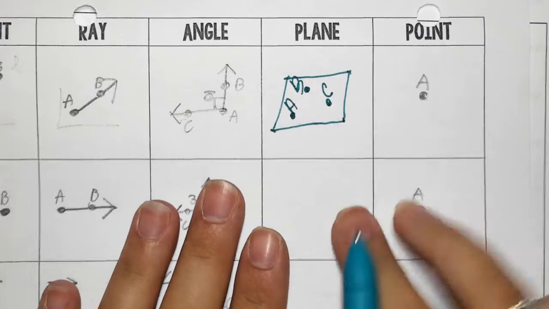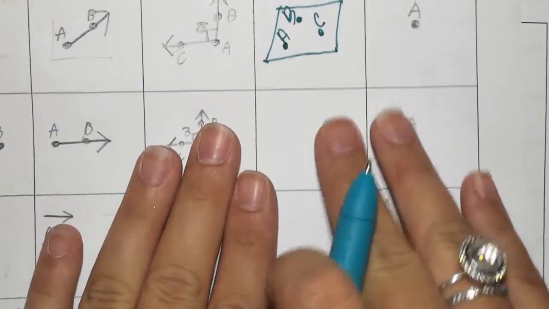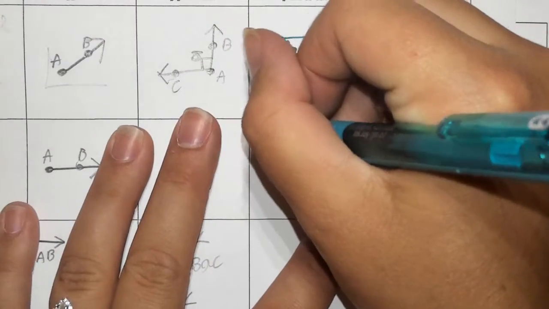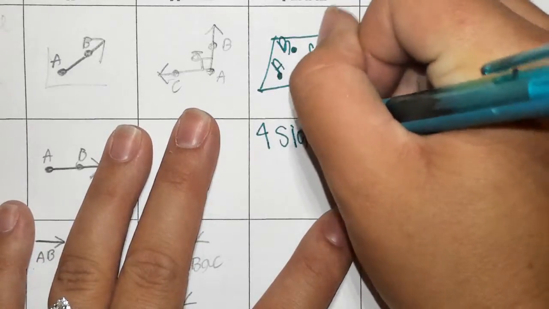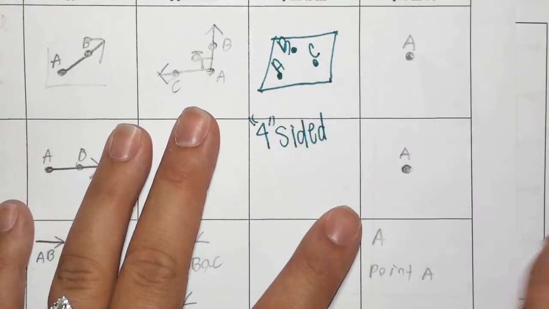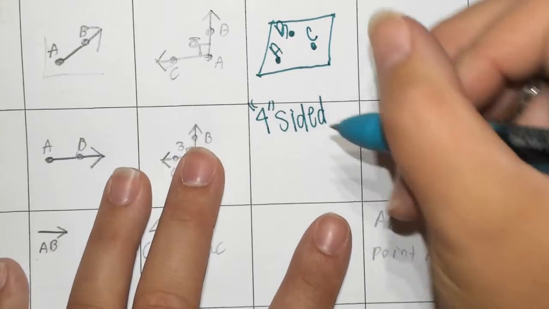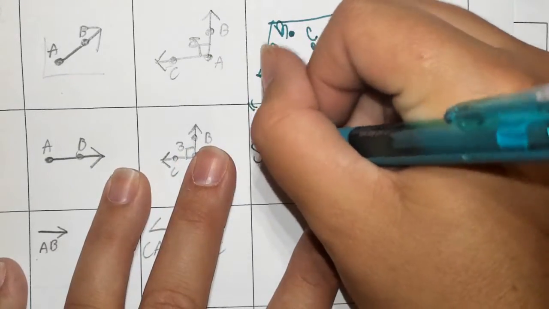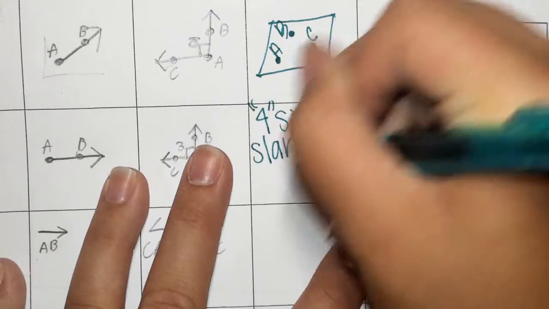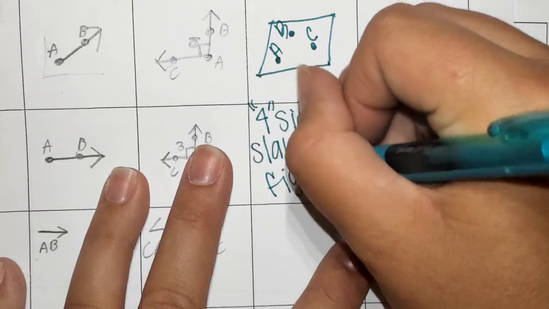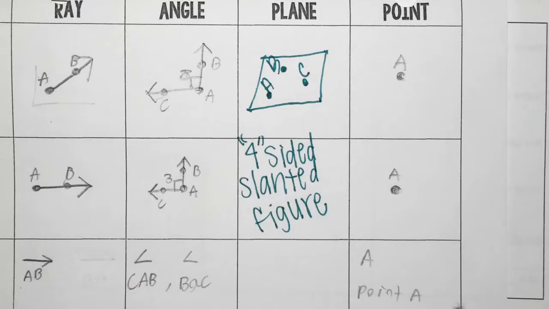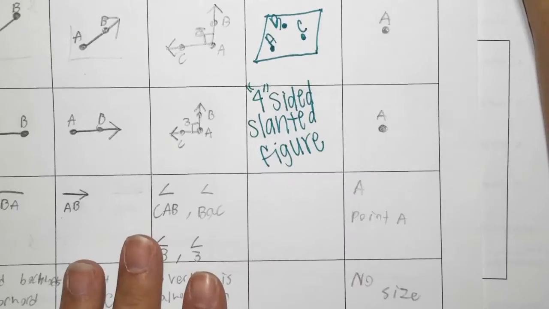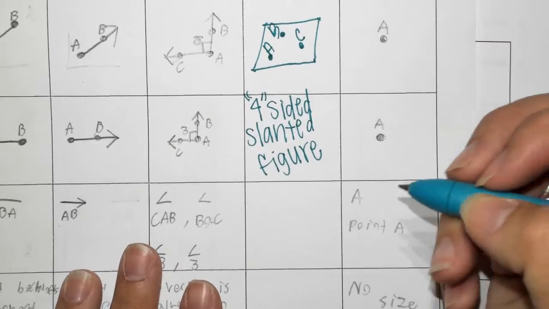In order to name this plane, in this one, you can fill in, it's 4-sided most of the time. You'll see what I mean later. 4-sided, slanted figure. Think of it as a tabletop. It's a surface. It's something you can set something on, okay? There's not any symbols to name a plane. You just use the word plane.